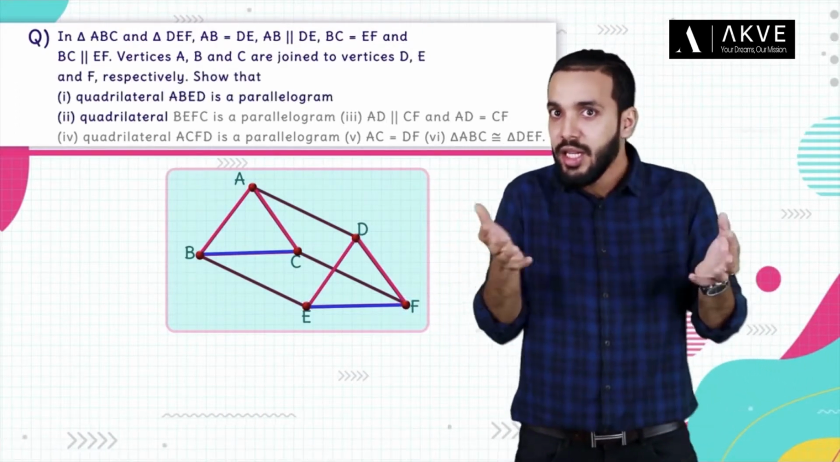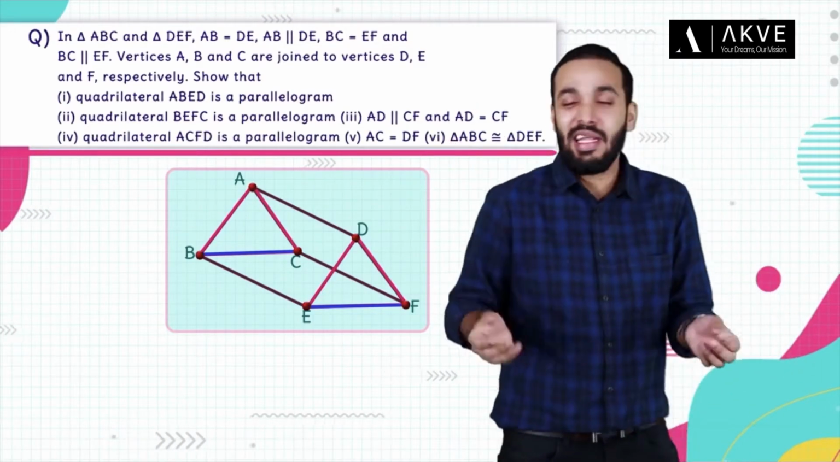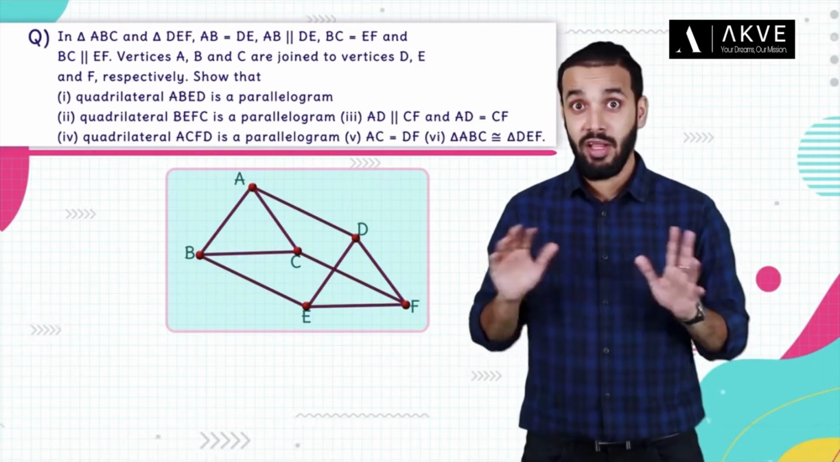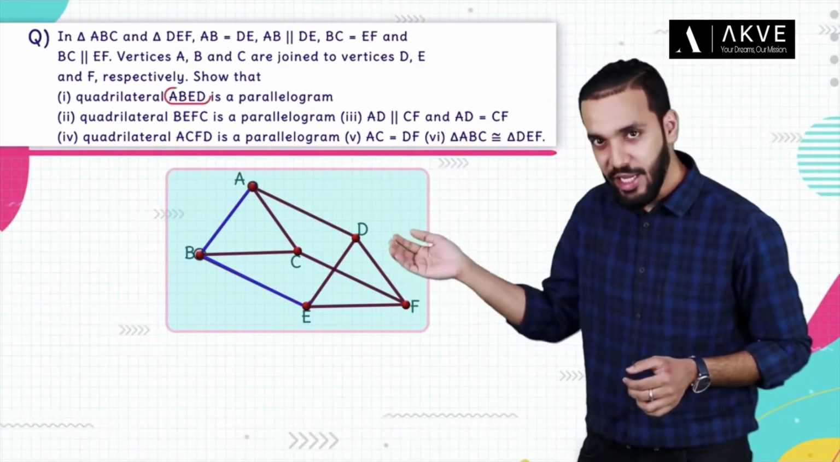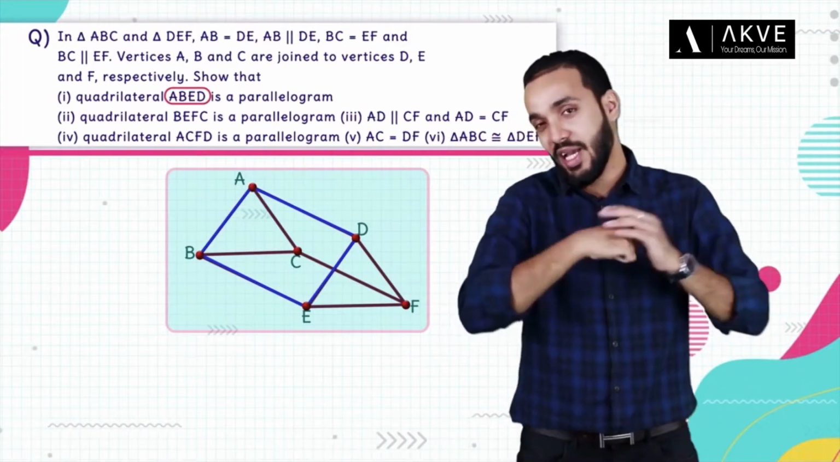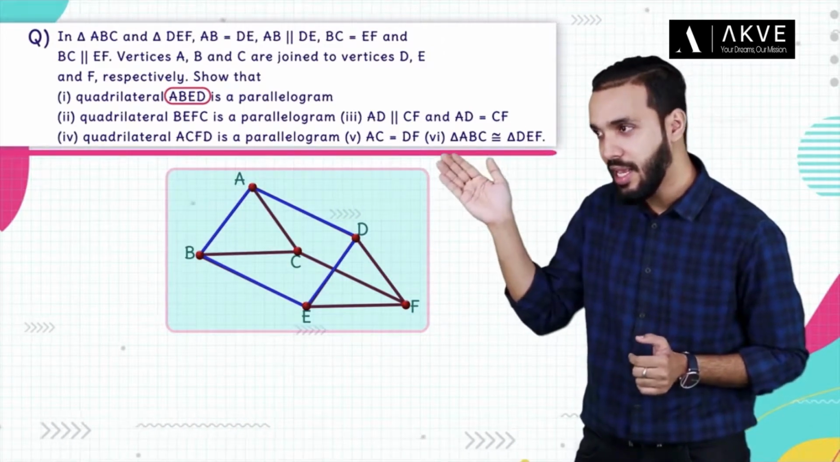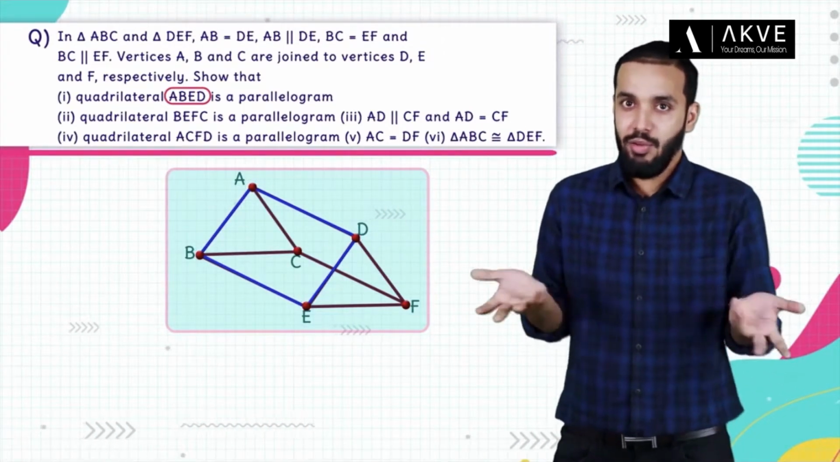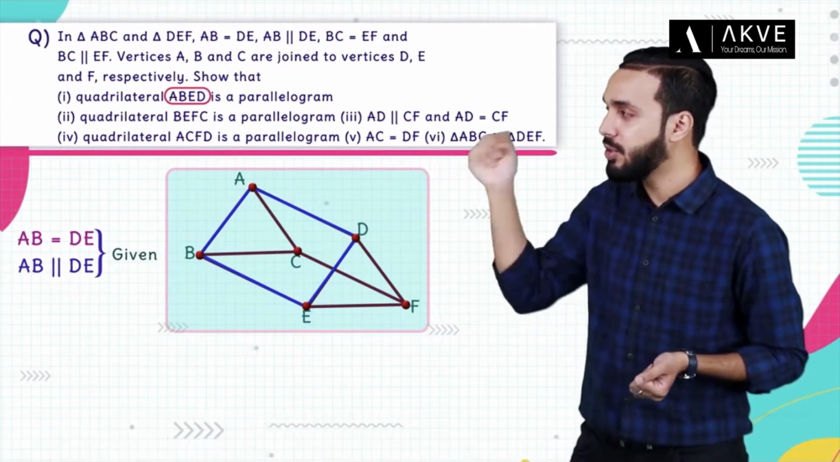Now, we need to prove the following. Another list, another few minutes. Let's begin. The first requirement is to prove that this quadrilateral ABED is a parallelogram. We are obviously going to use a condition. So, what do we know about this quadrilateral ABED? Well, we know that AB is equal to DE and AB is parallel to DE.